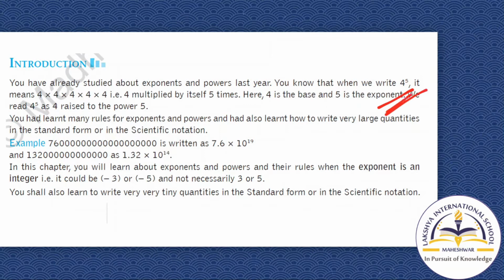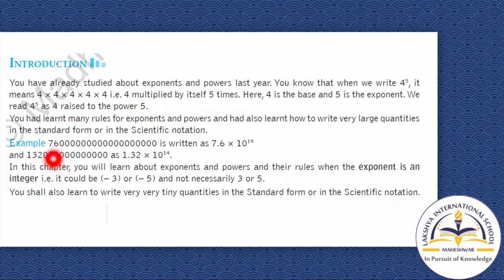4 to the power 5. It means 4 into 4 into 4 into 4 into 4. It means 4 multiplied by itself 5 times. Here is the base and the exponent. Okay, 4 is the base and 5 is the exponent. We read 4 to the power 5. Okay, 4 raised to the power 5.